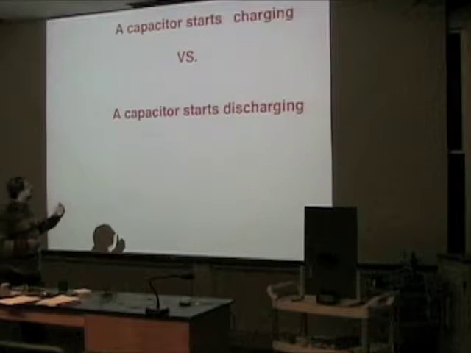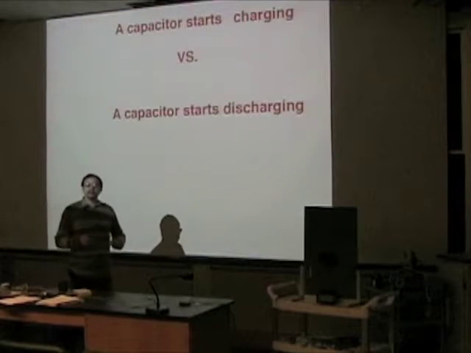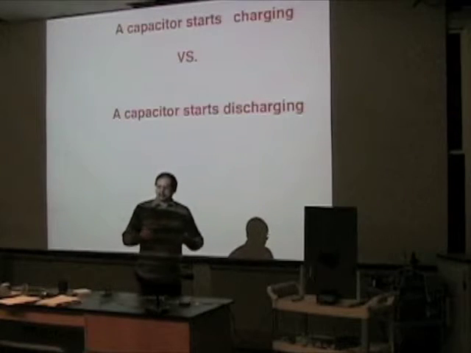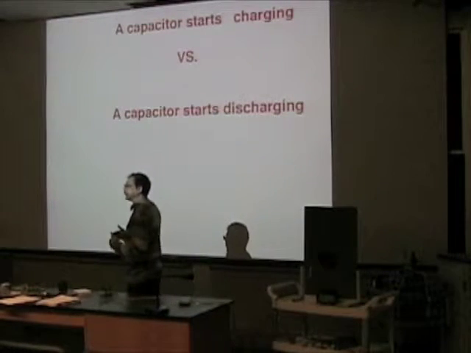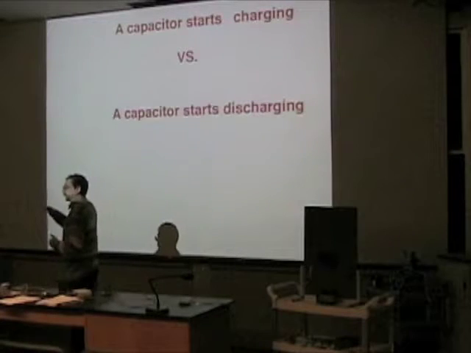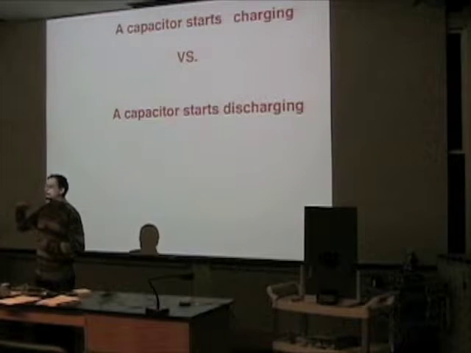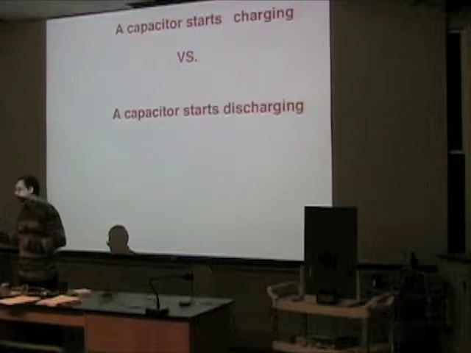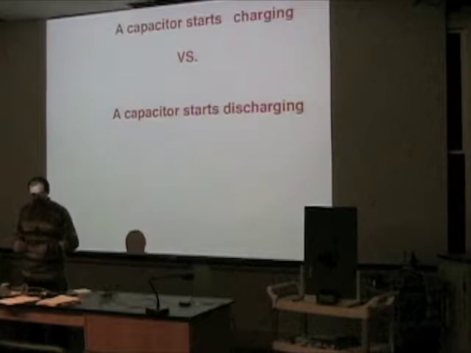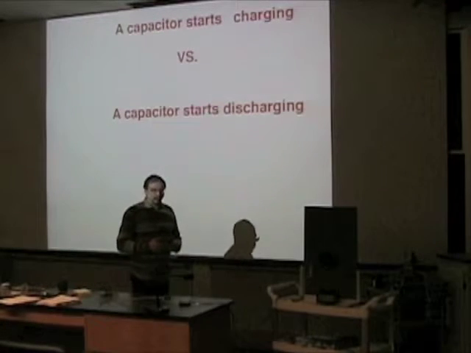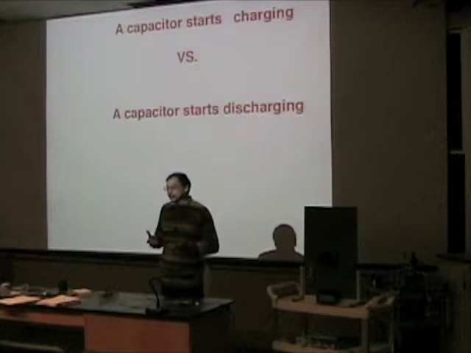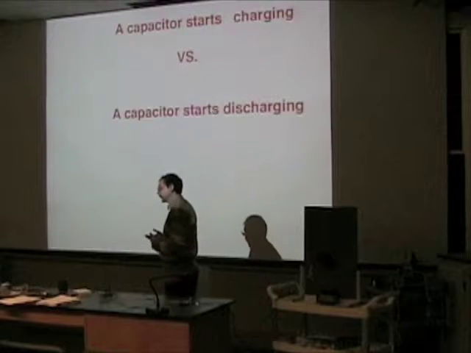And when the capacitor starts discharging, that means it has some initial charge, and the voltage changes from its maximum value gradually to some final value, which in general could be not equal to 0, but in our problems normally is 0.